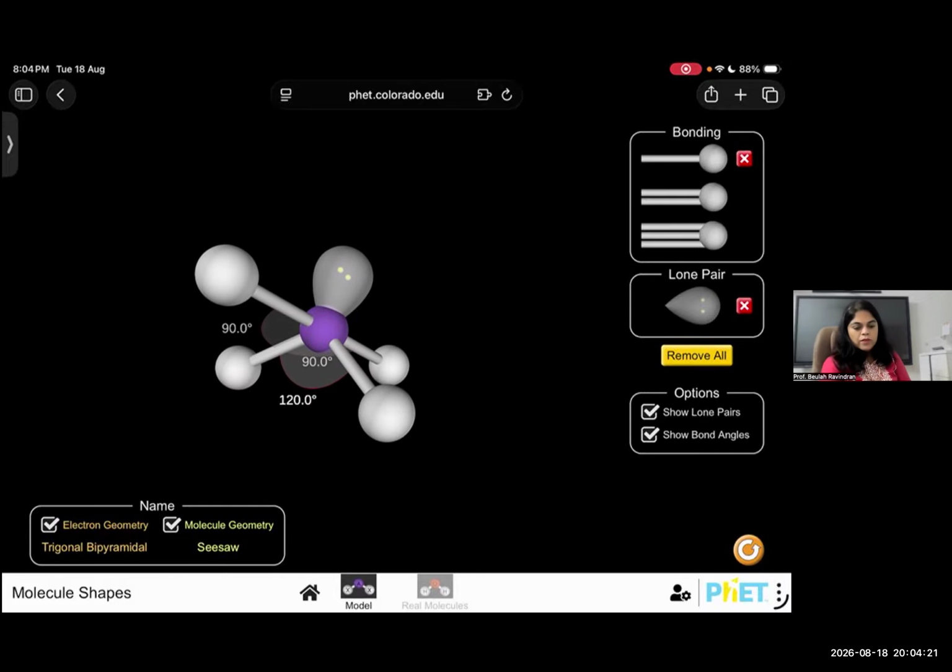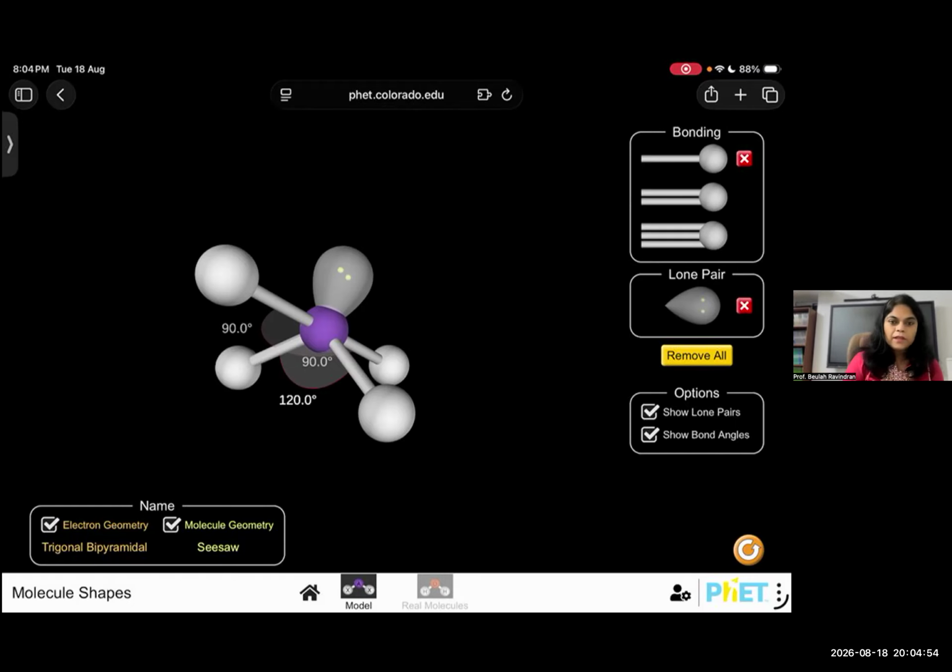Clear? So 120 degree, 90 degree it consists of. So 4 bond pairs and 1 lone pair. So 5 VSEPs. Okay, it is like a seesaw. The molecular geometry is like a seesaw, and the electron geometry is trigonal bipyramidal. Can you able to understand? The famous example is SF4. Okay, that is the famous example. SF4. Okay, clear?